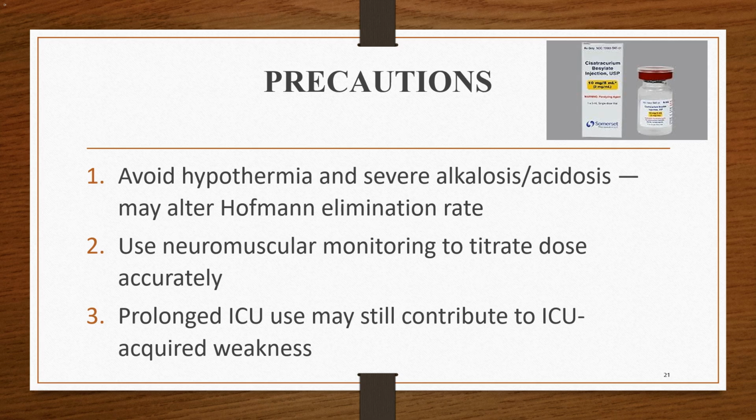Precautions with Cisatracurium. 1. Avoid hypothermia and severe alkalosis or acidosis, which may alter the Hofmann elimination rate. Body temperature and acid-base balance can affect how Cisatracurium breaks down. 2. Use neuromuscular monitoring to titrate dose accurately. Checking muscle response helps adjust Cisatracurium dosing correctly. 3. Prolonged ICU use may still contribute to ICU-acquired weakness. Long-term use of Cisatracurium in ICU might contribute to muscle weakness seen in critically ill patients.